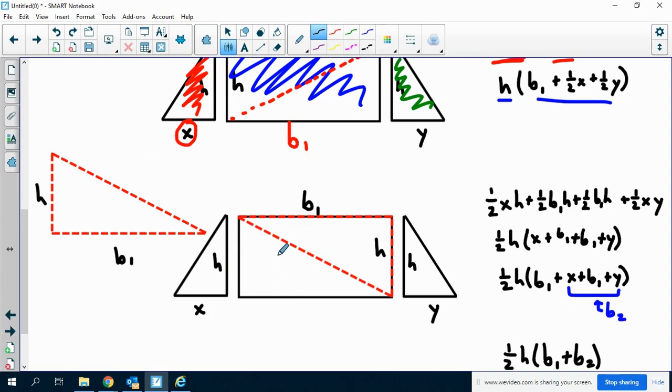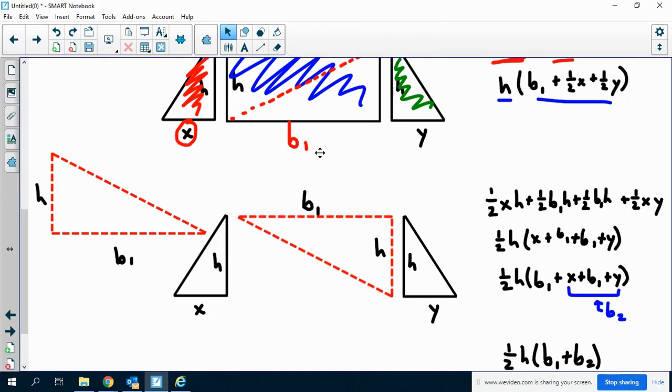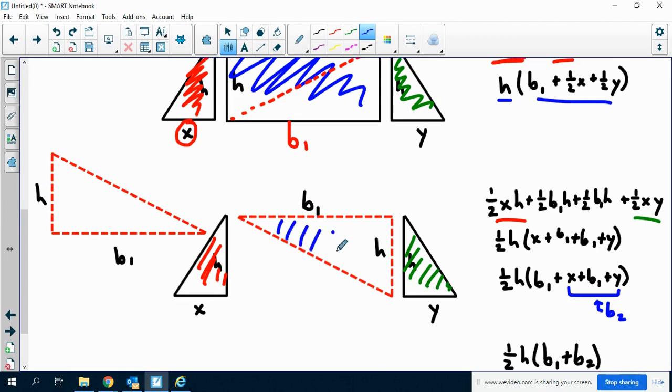And now what I have when I look at this problem is 4 triangles. So I have the triangle that was originally in red, 1/2 XH. I have the triangle that was originally in green, 1/2 YH. And now this rectangle is broken into 2 triangles that have 1/2 times B1 times H, 1/2 base times height. And so that's what this represents.